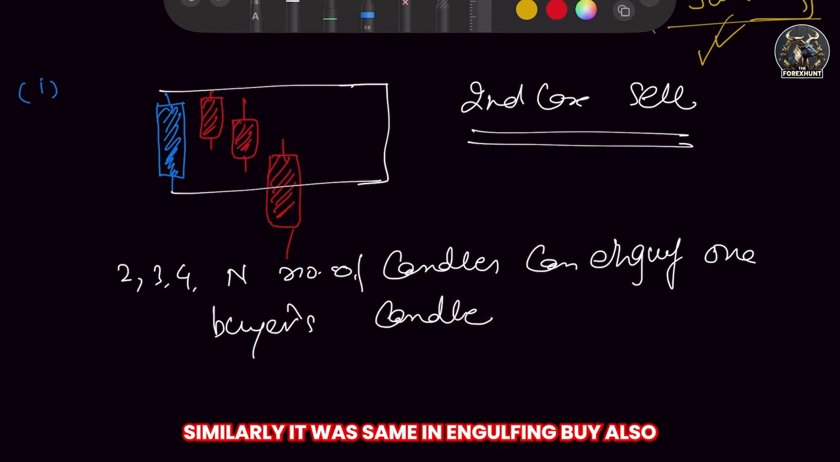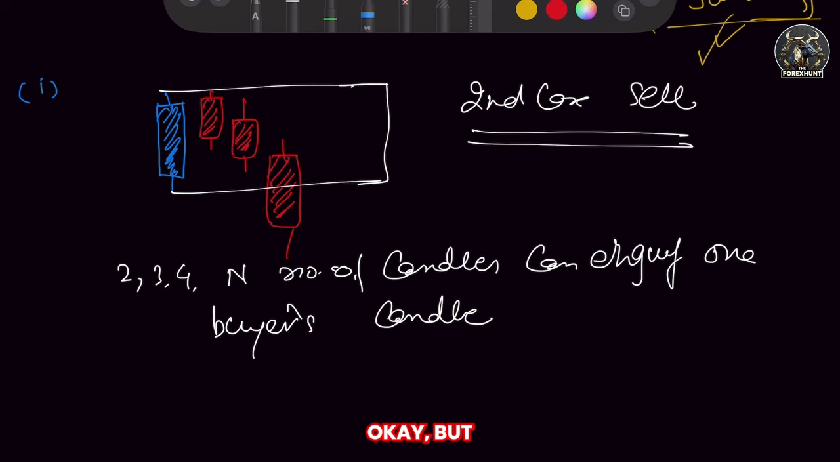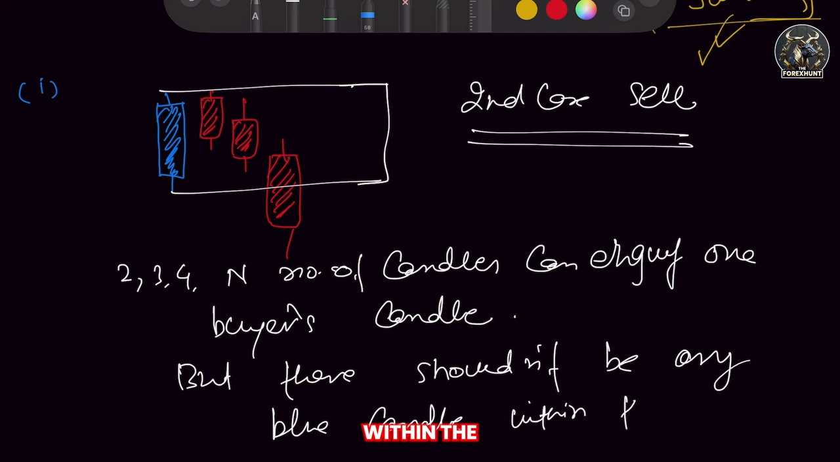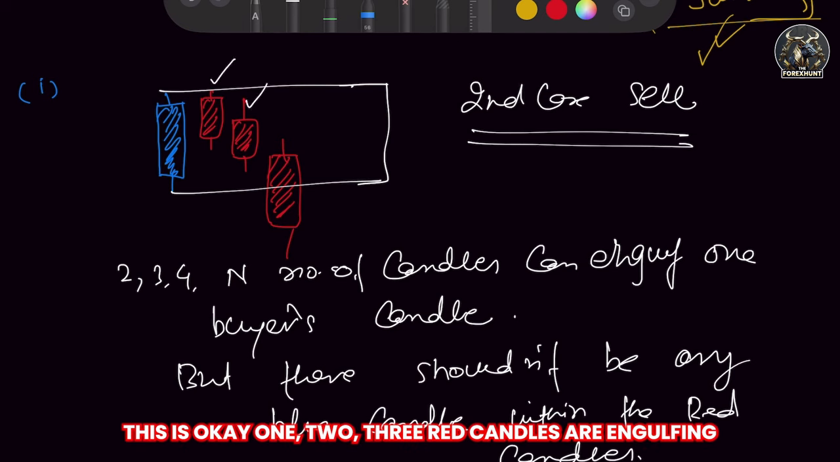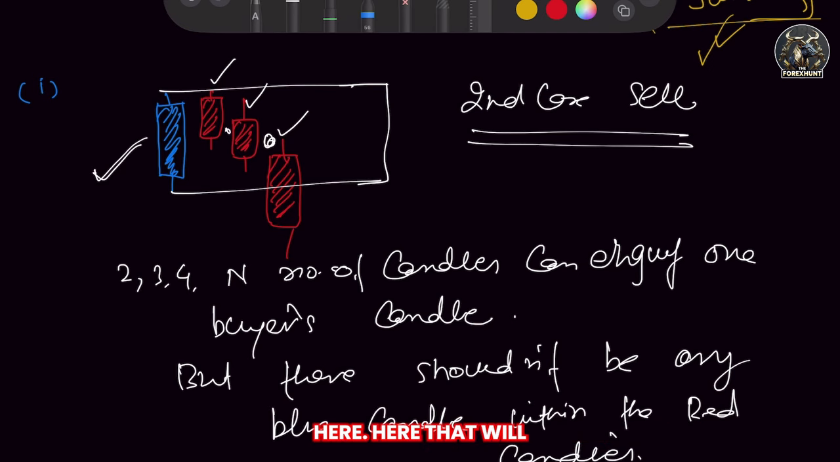Similarly, it was the same in engulfing buy also, 2, 3 buyer's candles engulf one red candle. Okay, but there shouldn't be any blue candle, buyer's candle, within the red candles. This is okay, 1, 2, 3, three red candles are engulfing one buyer's candle, but there shouldn't be any blue candle in between here, here, that will destroy your engulfing sell marking.